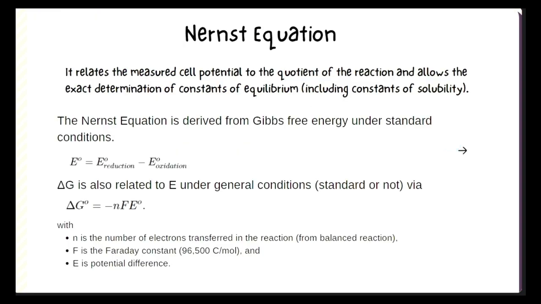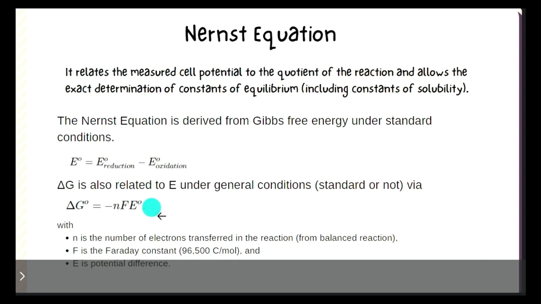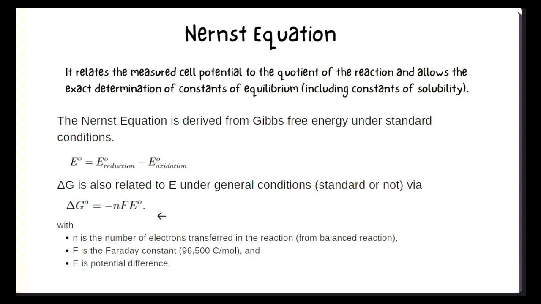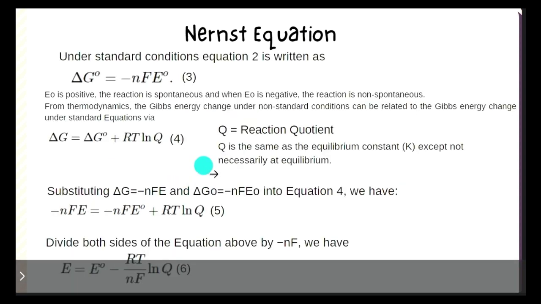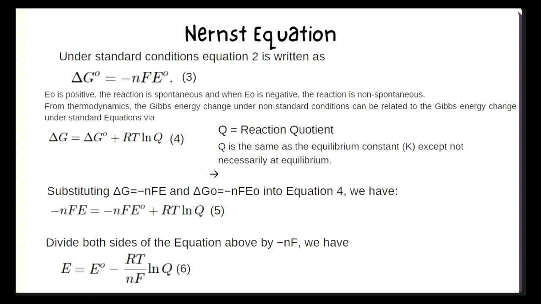The Nernst equation is derived from Gibbs free energy under standard conditions, which is represented by this equation. Delta G is also related to E under general conditions, standard or not, via this equation right here, wherein n is the number of electrons transferred in the reaction, F is the Faraday constant, and E is the potential difference. Under standard conditions, delta G can be written as this equation, wherein if E naught is positive, the reaction is spontaneous, and if E naught is negative, the reaction is non-spontaneous.